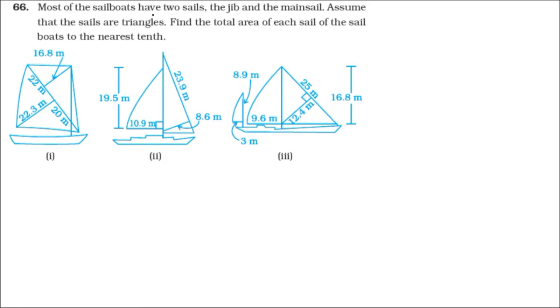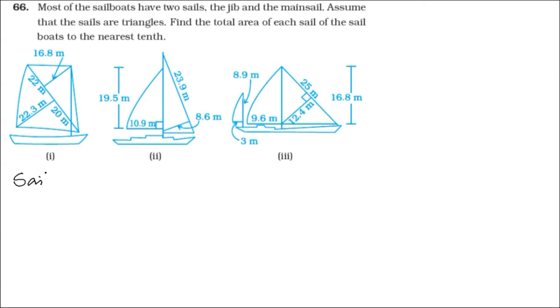Most of the sailboats have 2 sails, the jib and the mainsail. Assume that the sails are triangles. Find the total area of each sail of the sailboat to the nearest tenths. So once we calculate, we have to round it off to the nearest tenths. Since there are 3 sailboats given here, let's solve one by one.